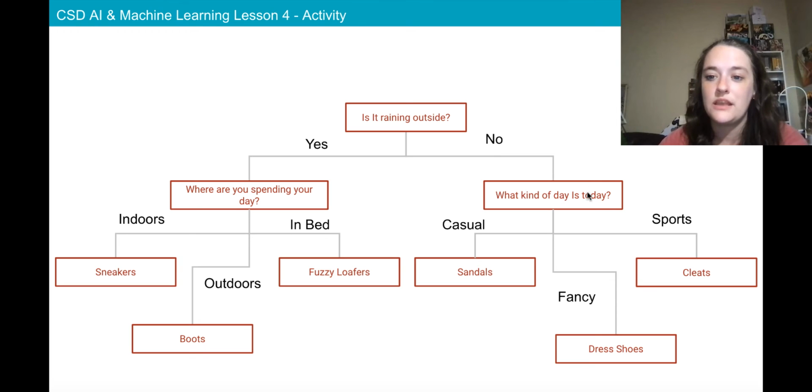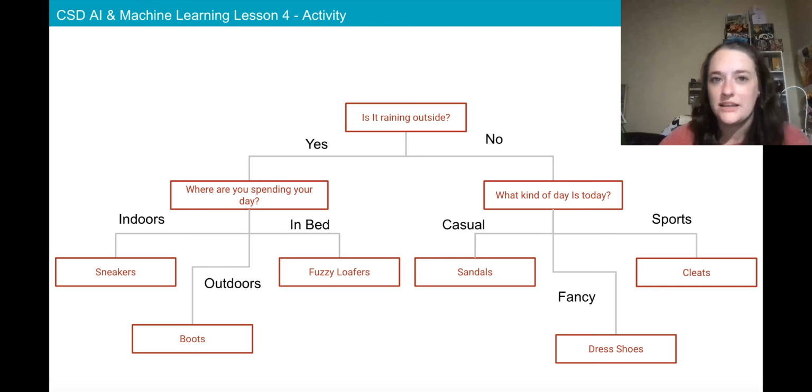And it's the same thing over here. What kind of day is today? Casual, fancy, or sports? It's going to recommend a pair of shoes based on your input, so user input.